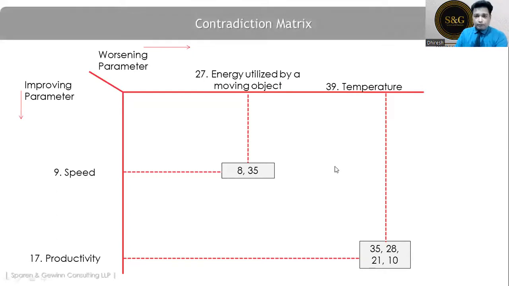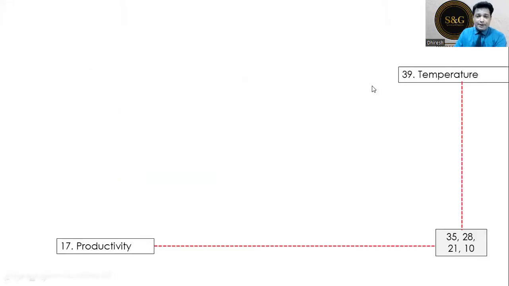Then this is called a contradiction matrix. Okay, this complete chart has 39 improving parameters and 39 worsening parameters, and in every cell of that chart, whether diagonally, horizontally, or vertically, wherever they meet, it shows what kinds of principles will help. That entire chart is created. The ready-made chart is there. I'm going to explain it to you. Okay, this is a schematic representation of that matrix, right?